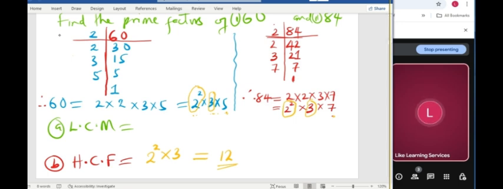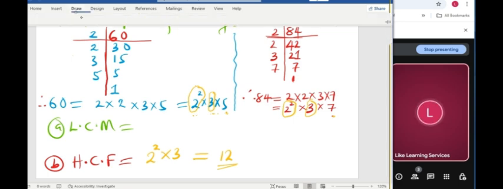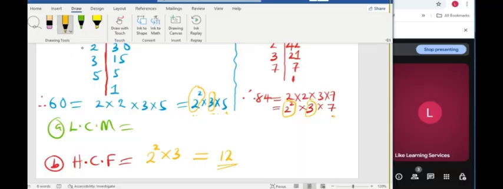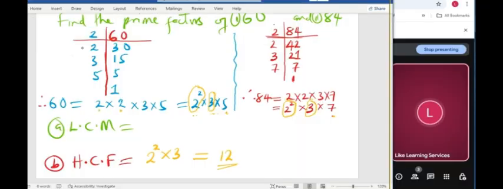What are the factors we have? We have 2, 2, 3, and 5 for 60. And we have 2, 2, 3, and 7 for 84. So we are picking all of them. But whatever we have picked in the first one, we're not going to repeat it in the second one. But we must write out everything.